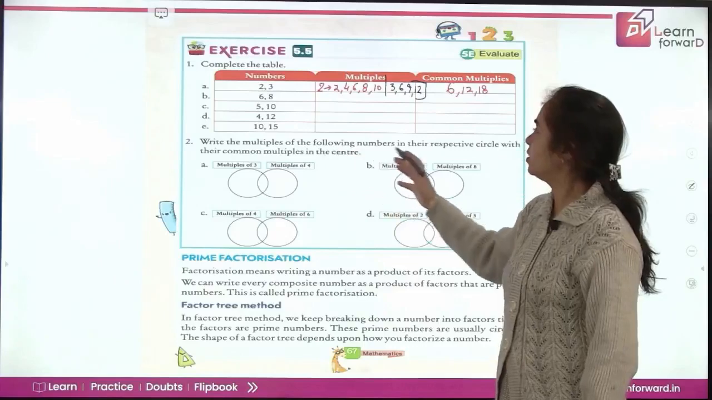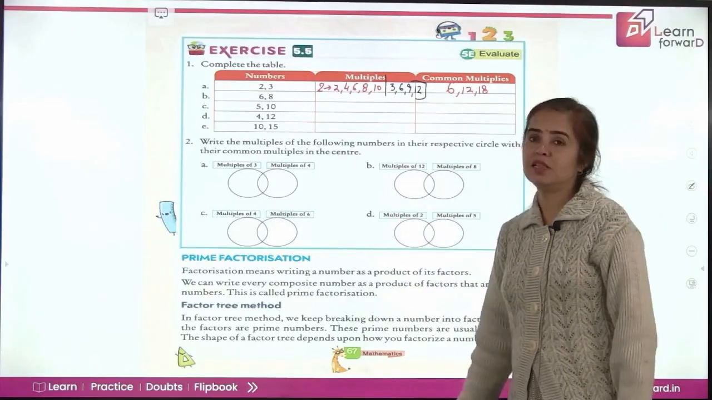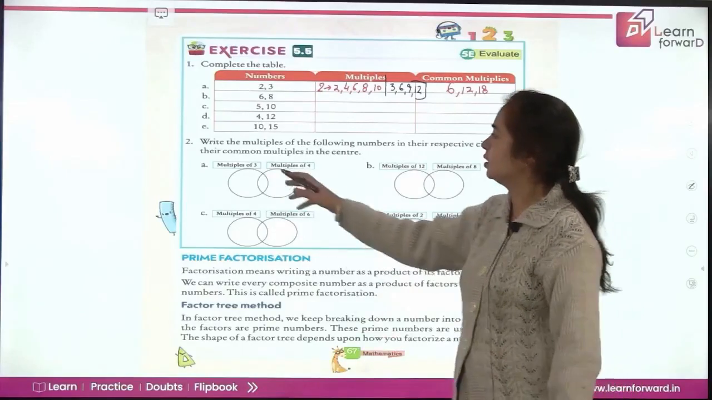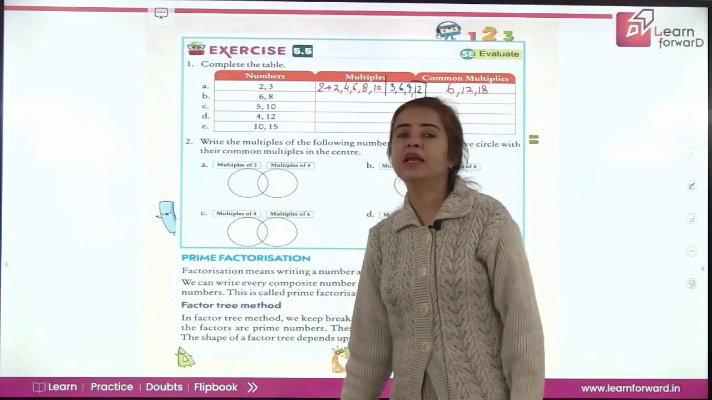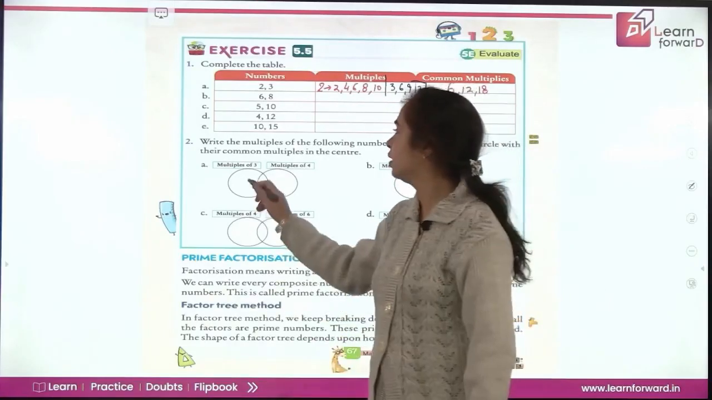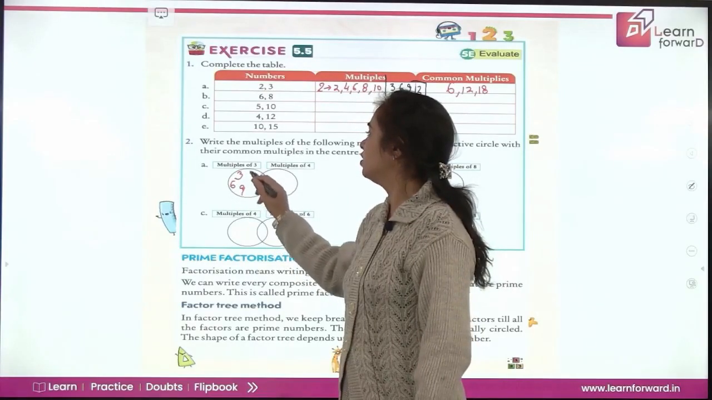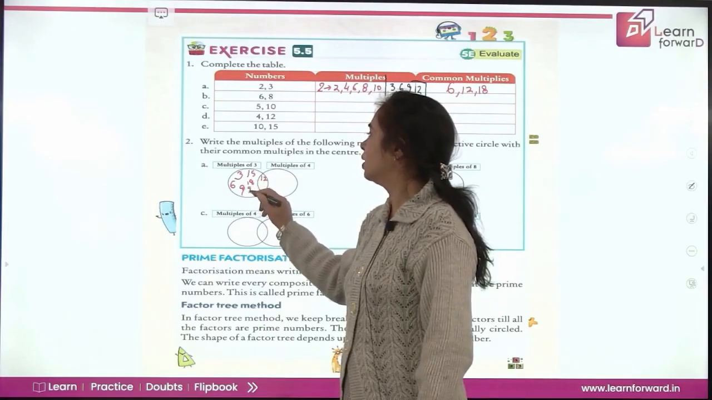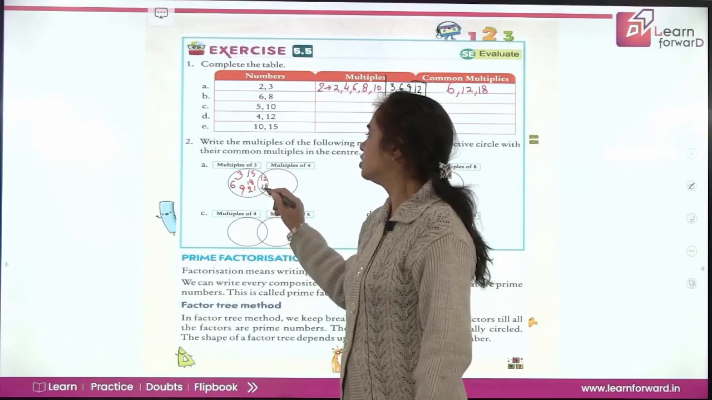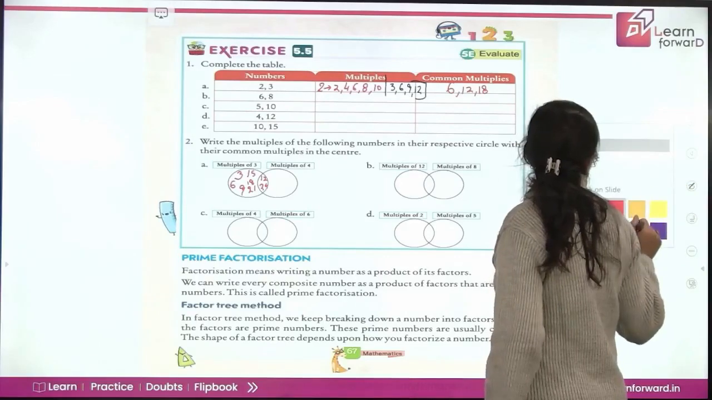Now write the multiples of the following numbers in the respective circle with their common multiples in the center. So if you have to list the multiples of 3, again I am mentioning it repeatedly, they are endless, so you have to stop somewhere. 3 times 1 is 3, 3 times 2 is 6, 3 3s are 9, 3 4s are 12, 3 5s are 15, 3 6s are 18, 3 7s are 21, 3 8s are 24.